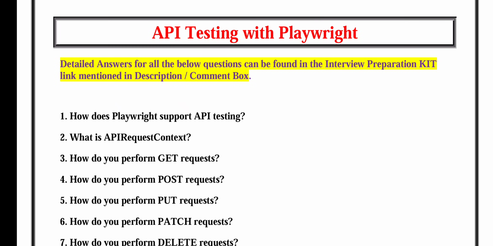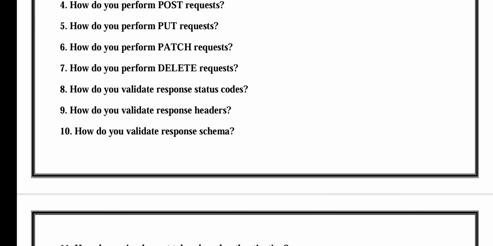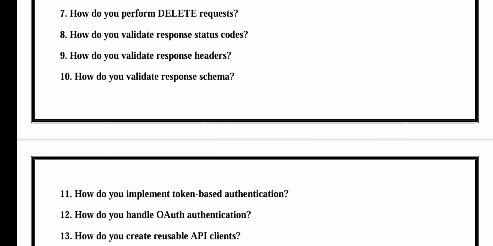So how does Playwright support API testing? What is API request context? How do you perform GET requests, POST requests, PUT requests, PATCH requests and DELETE requests? And how do you validate response status code? How do you validate response headers, response schema?